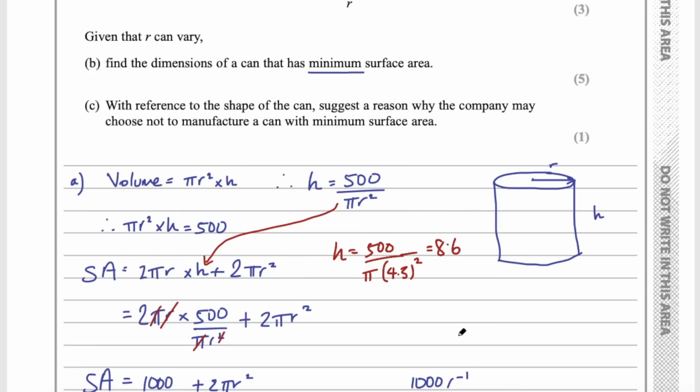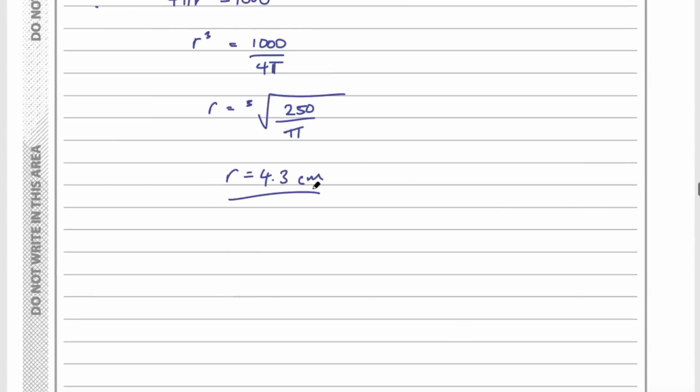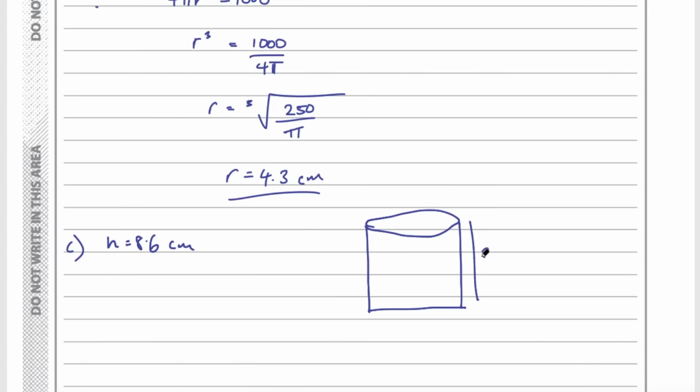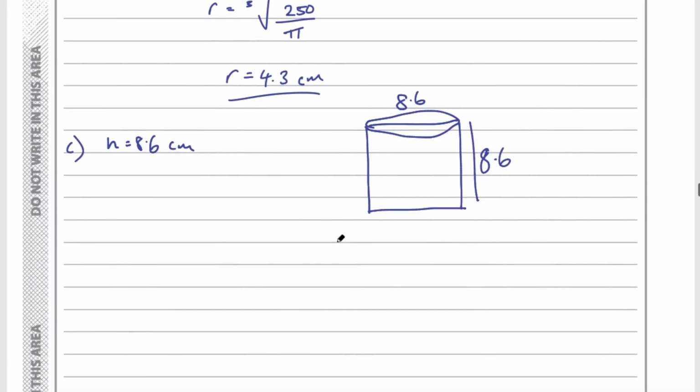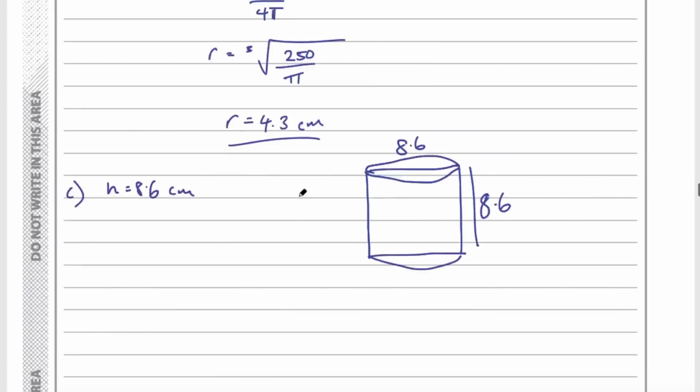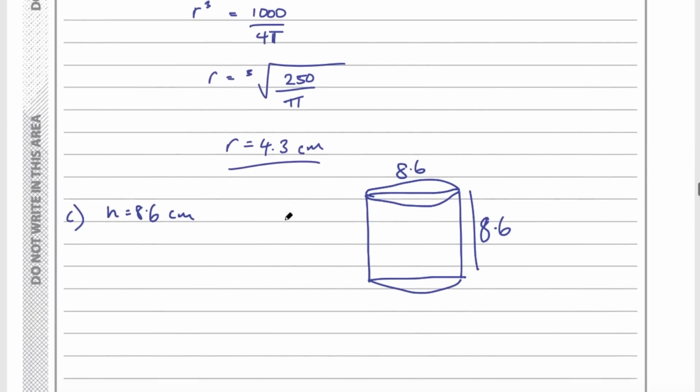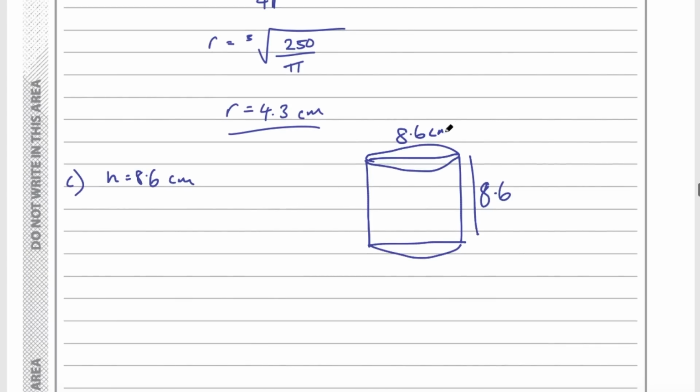Okay, so let's think about those dimensions for a little bit. So for C, h would equal 8.6 centimeters. The radius is 4.3, so let's have a look at a can. If we were to have the minimum surface area, the height would be 8.6. The diameter would be about 8.6 as well. So we'd have pretty much a square can, or a can as tall as it is wide. And that's a pretty wide can, 8.6 centimeters. If you get a ruler out and measure 8.6 centimeters, imagine a can being that wide. It is wider than what you would expect a can to be.